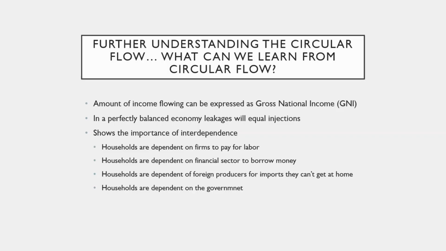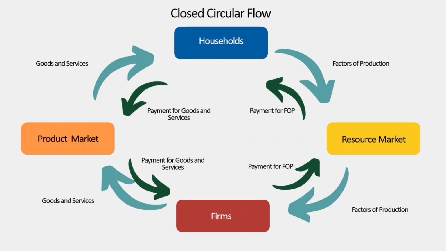The circular flow model will show the importance of interdependence: how households are dependent on firms to pay for labor, how households are dependent on the financial sector to borrow money, households are dependent on foreign producers for imports they can't get at home, and households are dependent on the government. We use households as an example, but that really goes with all of them. So here's a closed circular flow model without any international trade. It shows the different components right here. The circular flow model is one of the graphs you do need to know and be able to draw. It can be on the IB exam.